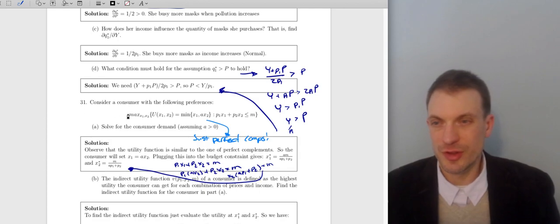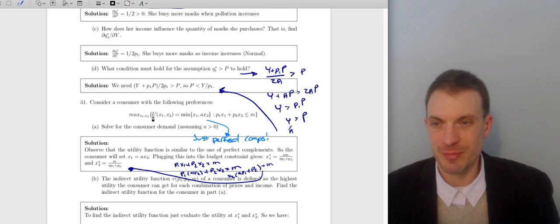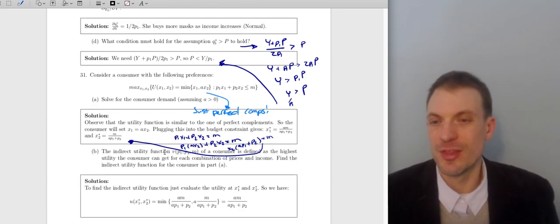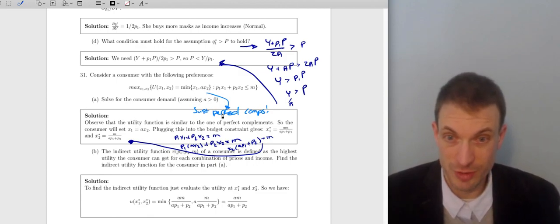All right. Consider a consumer with the following preferences. This is just perfect complements. It looks scary, but this is just maximize this utility statement. Maximize utility written like this. Solve for the consumer demands, and then find the indirect utility function. So observe, this is similar to just regular perfect complements.